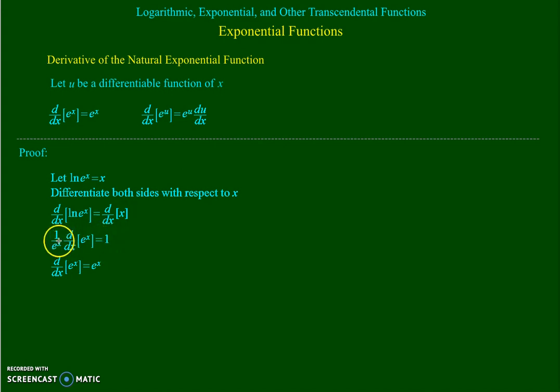Now here we have 1 over e to the x times the derivative of e to the x, and we're just going to multiply both sides by e to the x. e to the x times 1 is just e to the x. So the derivative with respect to x of e to the x is e to the x. A surprising outcome.